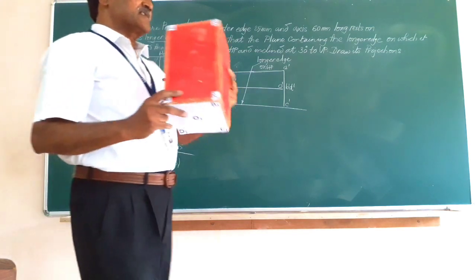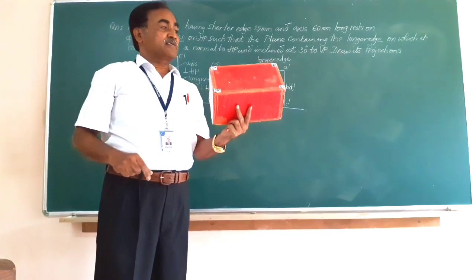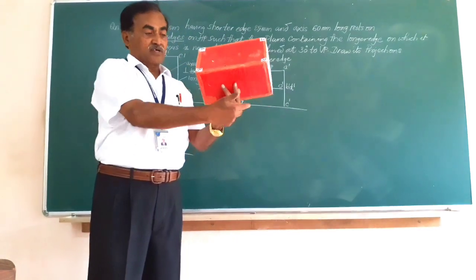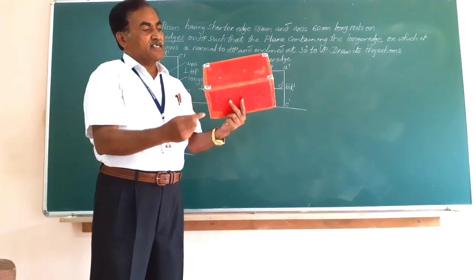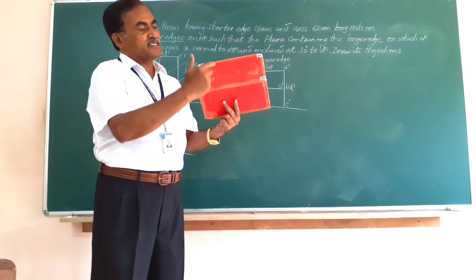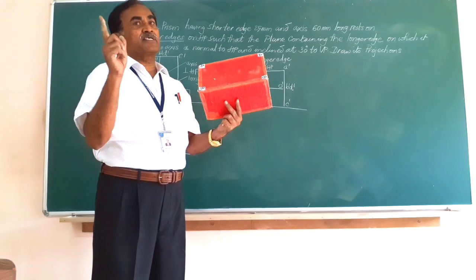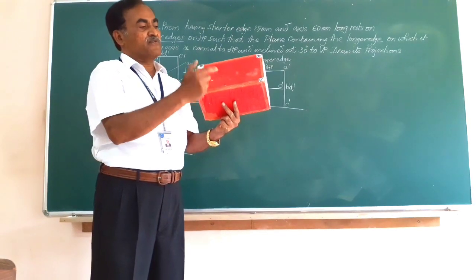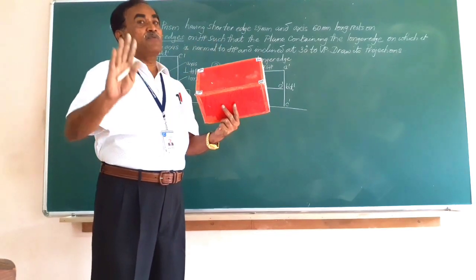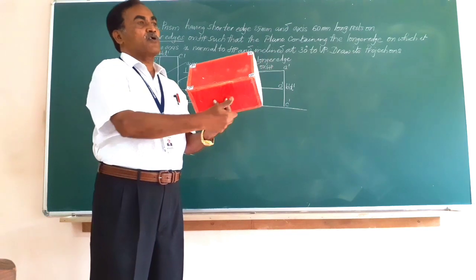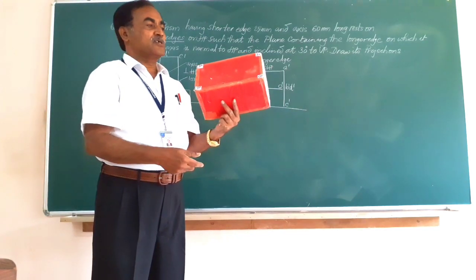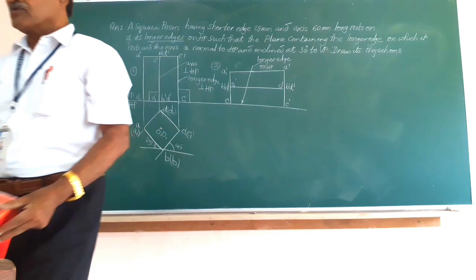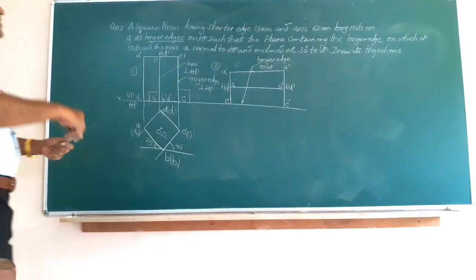If the object is resting on longer edge like this, very obviously you will get in the front view again the same figure. It happens only in case of square prism. The front view and top view will be identical whenever the object rests on one of the longer edges. So let us follow the procedure to get the complete figure.